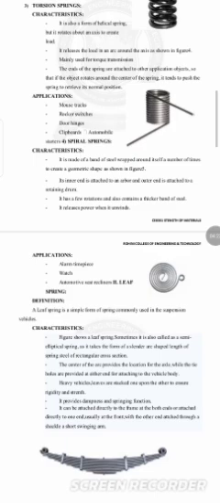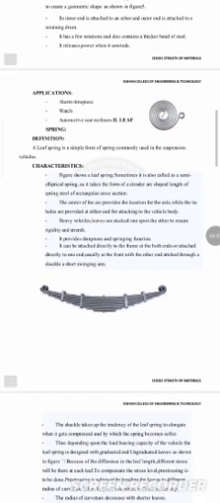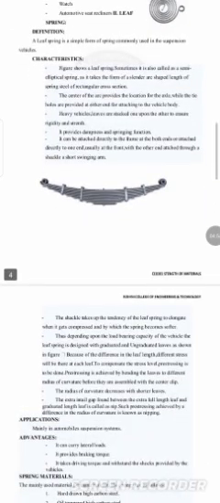Then leaf springs. It is a simple form of spring commonly used in vehicle suspension. The main characteristic: the center of the arc provides the location of the vehicle axle, and tie holes are provided at either end for attaching to the vehicle body. In heavy vehicles, leaves are stacked one upon the other to ensure rigidity and strength. It provides damping and springing function.